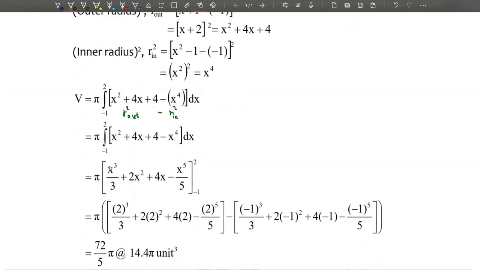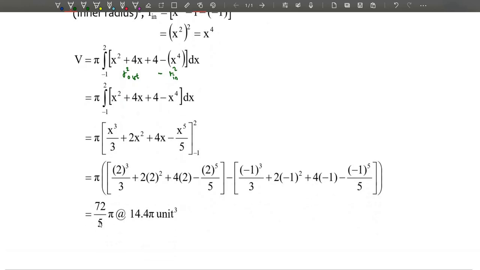Integrate: x cubed over 3 plus 2x squared, because I have simplified 4 over 2 equal to 2, and then plus 4x minus x to the power of 5 over 5. Next, we need to calculate the substitution of the upper boundary minus the substitution of the lower boundary. Therefore, we have the volume, which is equal to 72 over 5 pi, or 14.4 pi unit cube. Okay, that's all. Thank you.